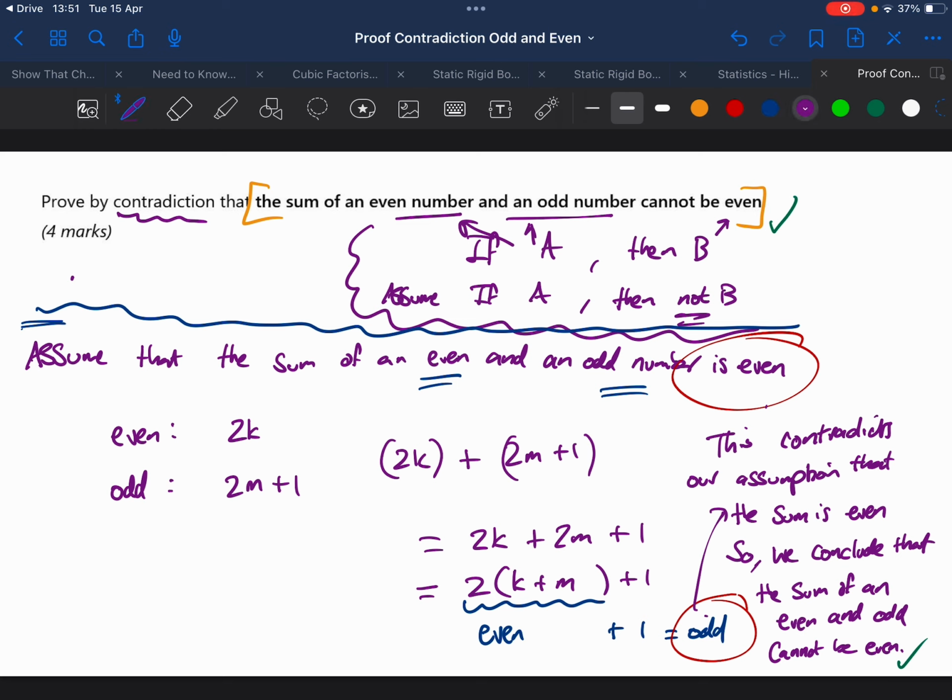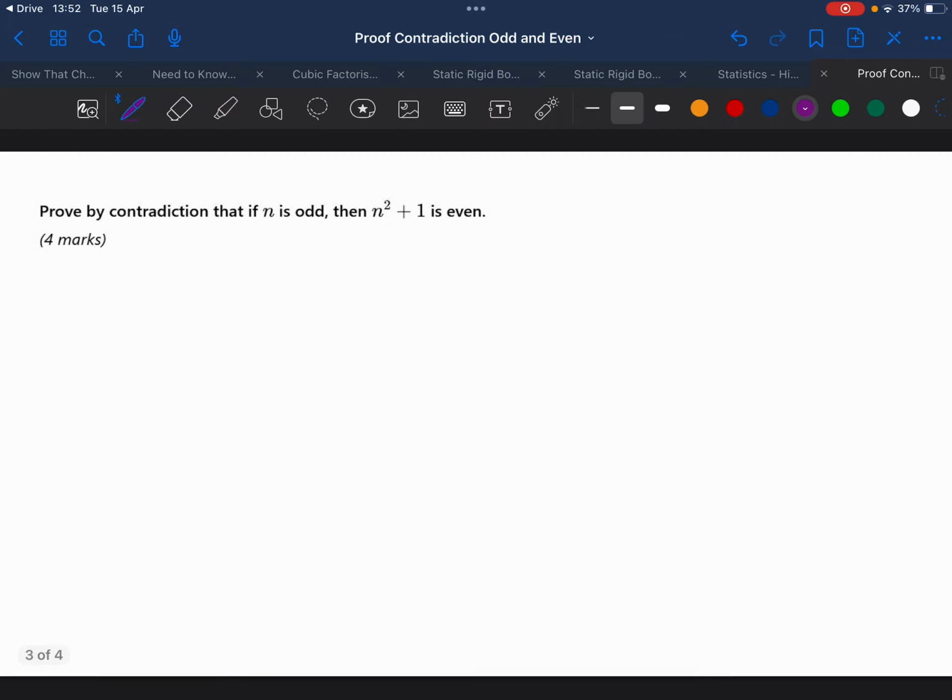Often it's not too bad to work out how to write your assumption. But if you are finding it confusing, try using that part there in the box. So I'm going to give you a similar one now to have a go at for yourself, which is in front of you now.